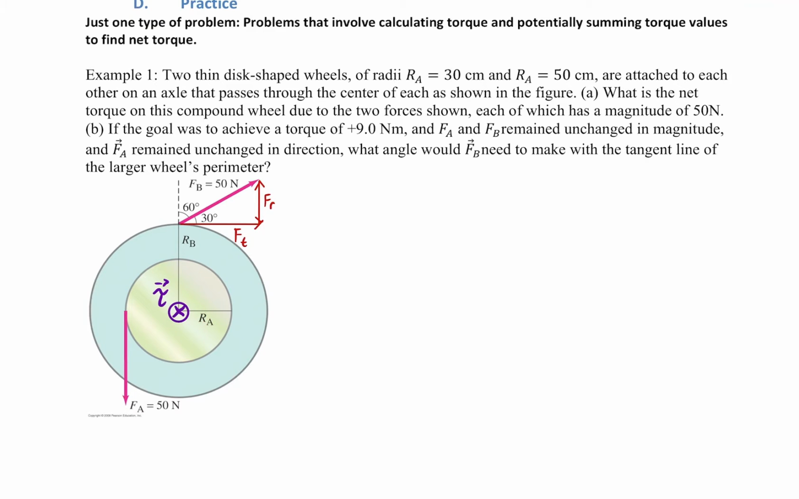I'm showing it as pointing into the page. All right. Because I'm assuming maybe that this vector is going to create the larger torque. But let's see. Okay. So let's take torque net as tau A plus tau B.